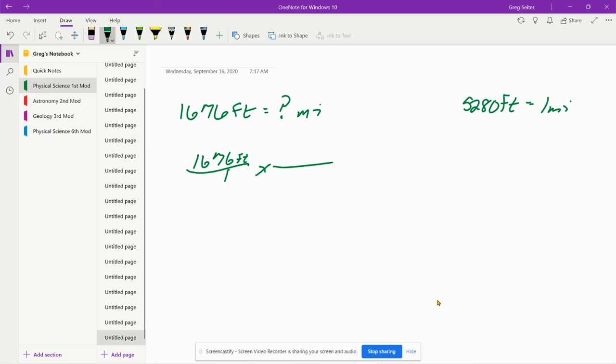We want feet on the bottom, right? 5,280 feet over 1 mile. And I will let you finish that problem up. And that's it. That's how you do conversions.